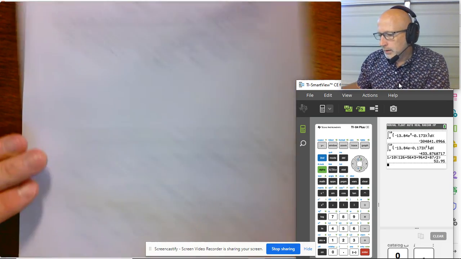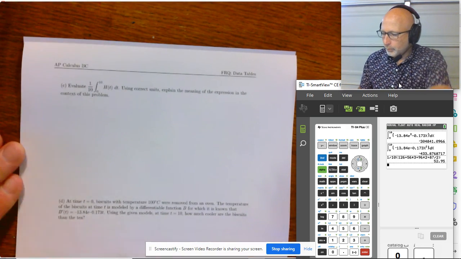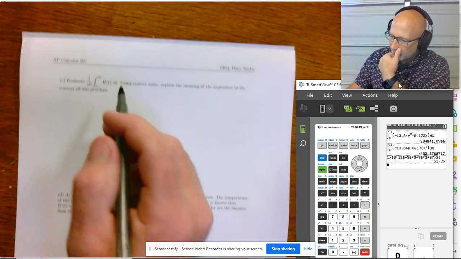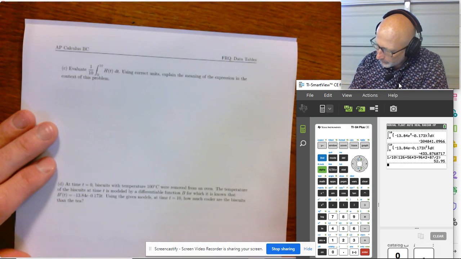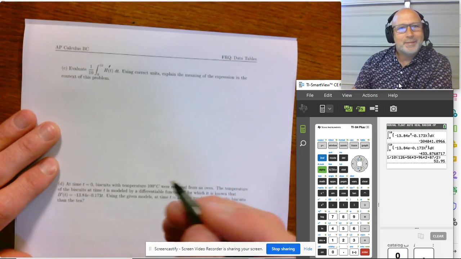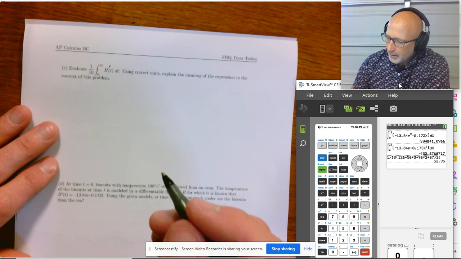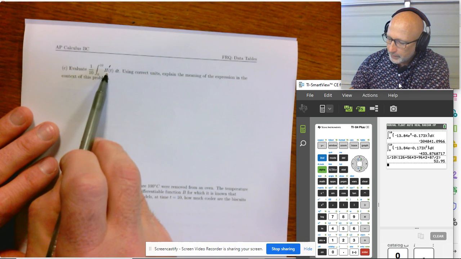Okay, onward. C. Okay, so we're going to evaluate 1/10 of the integral from 0 to 10 of h, and this should be a prime. I thought I actually switched this, but it doesn't appear so. Okay, so this is h prime of t. And so what are we doing here? You're evaluating what this is going to be.